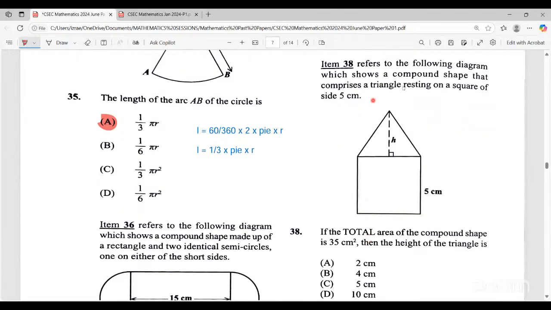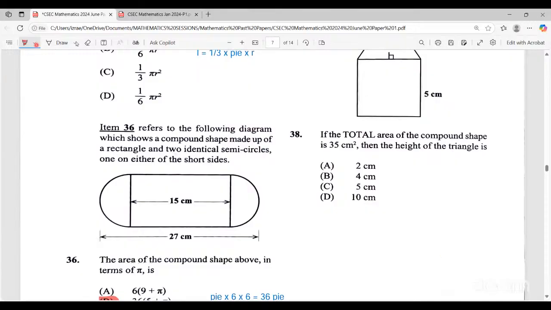38. Compound shape, a square with a triangle on top. This side is 5, and here is 5. Total area is 35, and we need the height of the triangle. So we've been given some work tonight. So total area, that's what? 5 by 5 is the area of the square, plus height by base on 2. The height we do not know. The base will also be 5, divided by 2. All that will give you 35.